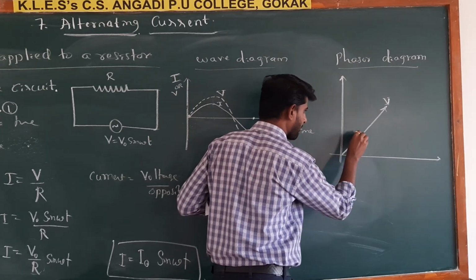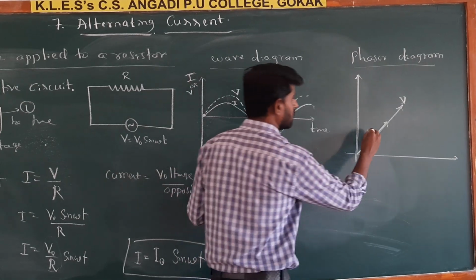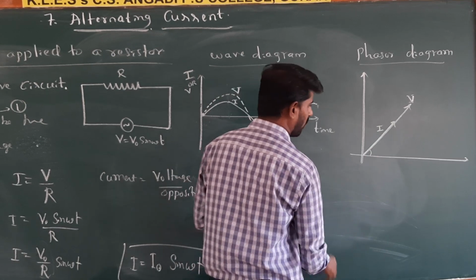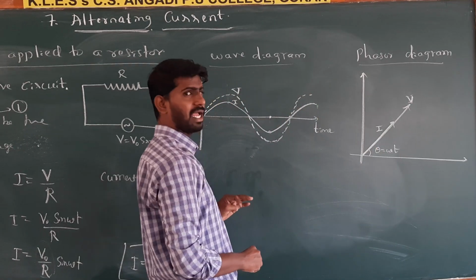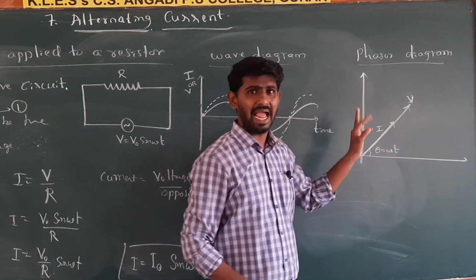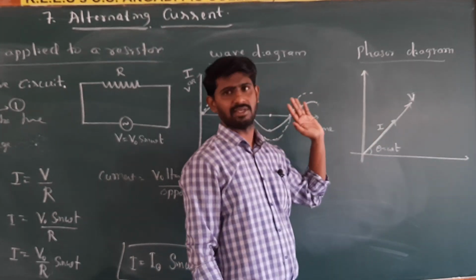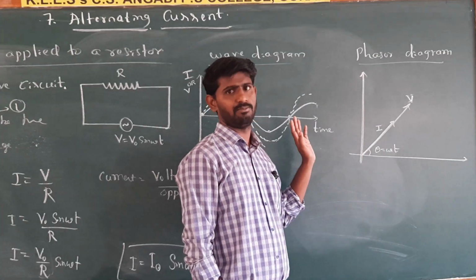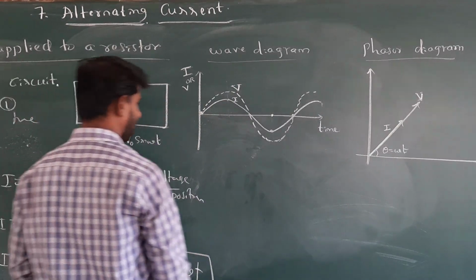See here, and this is current. So this is current and this is the voltage. Both are having the same angle. So what is that angle? That is theta is equal to omega into t. So this is the phasor diagram. Here there are two vectors, one is the voltage vector and the other is the current vector. So I can say there are two phasors, voltage phasor and current phasor. Both are at the same angle. So that's why there is no phase difference between the current and voltage. Is it clear?